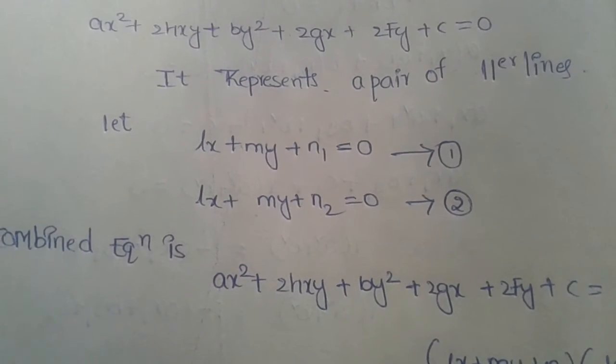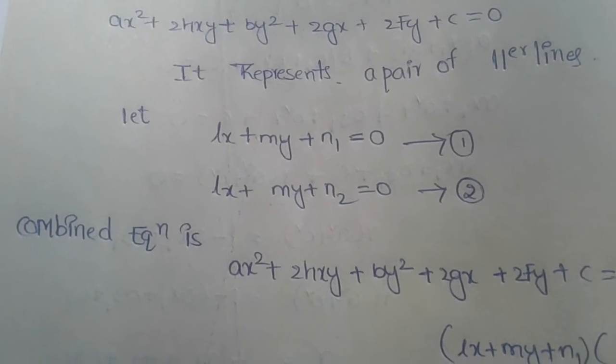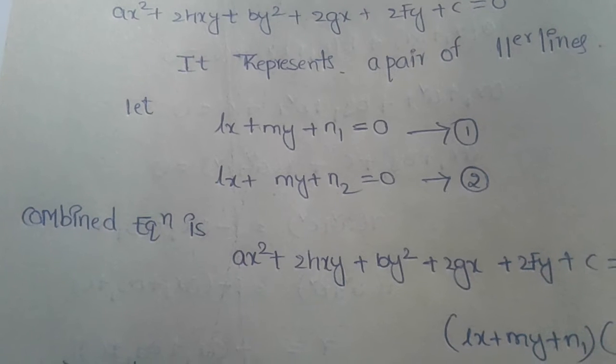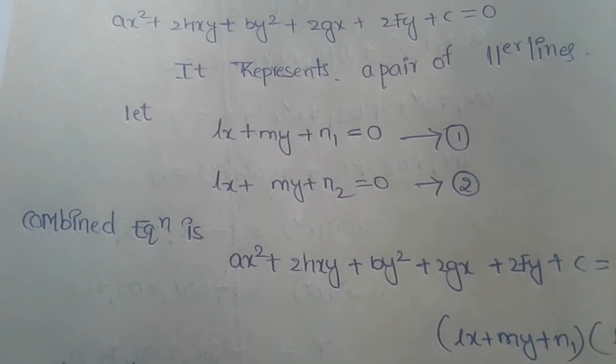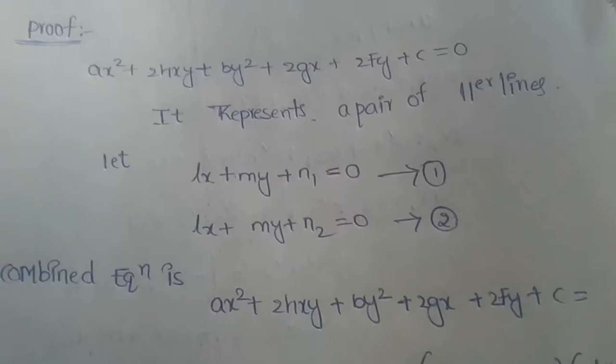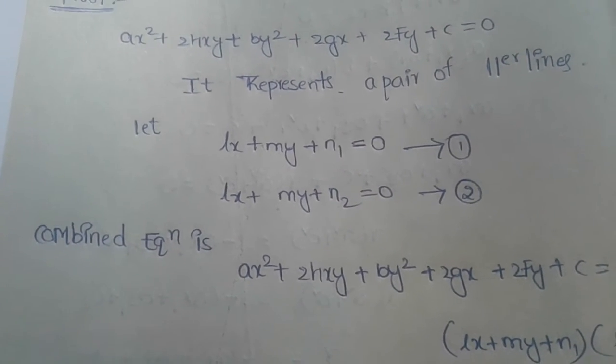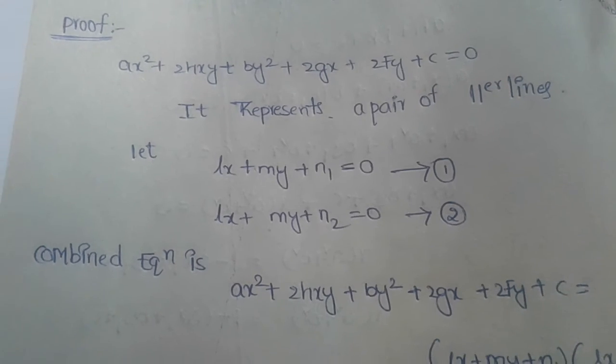Friends, why do we consider this equation as lx + my + n1 = 0? In both equations, parallel means the same x coefficients and y coefficients, and the constants are different, so we consider them as n1 and n2. They are different.